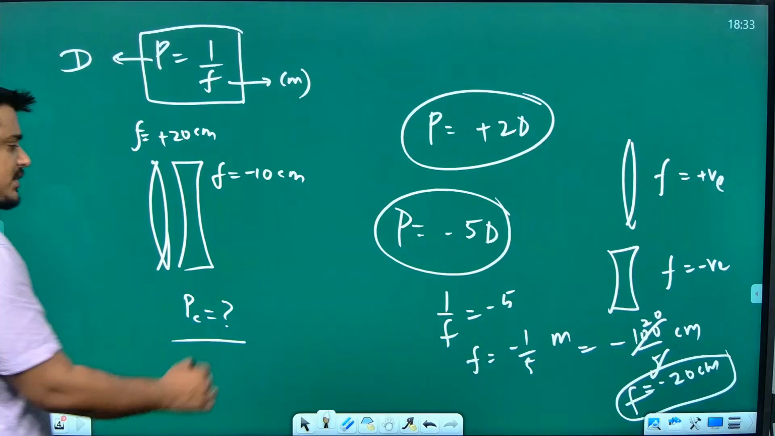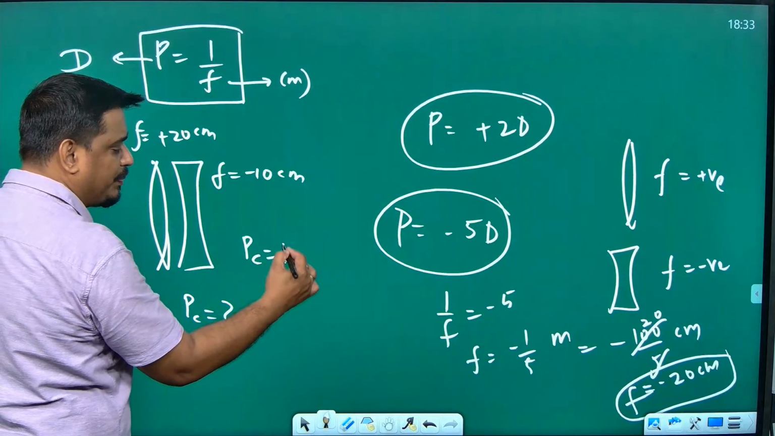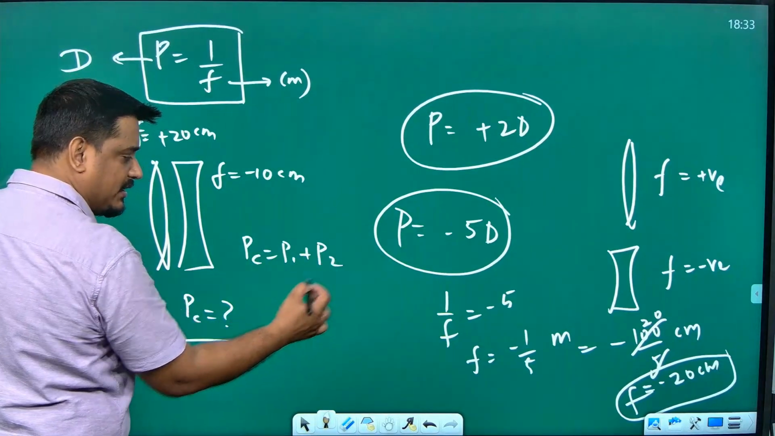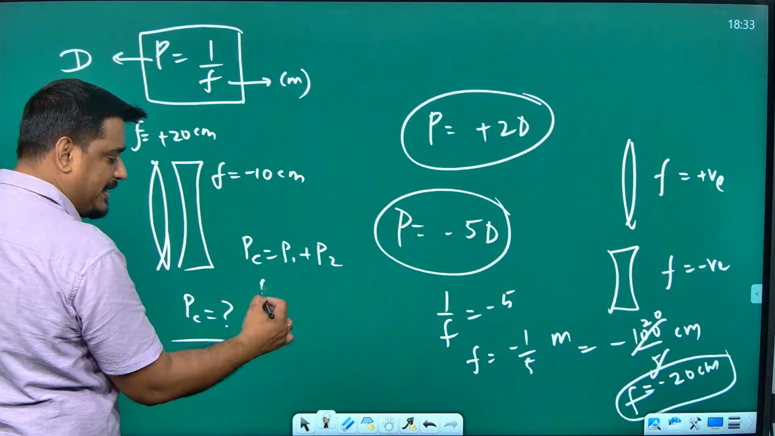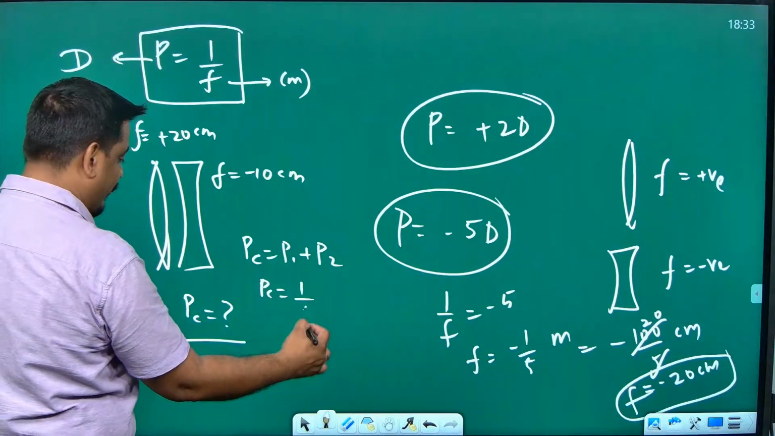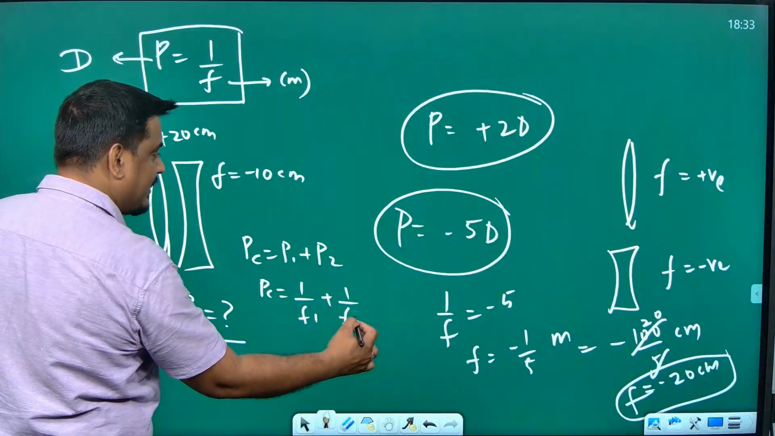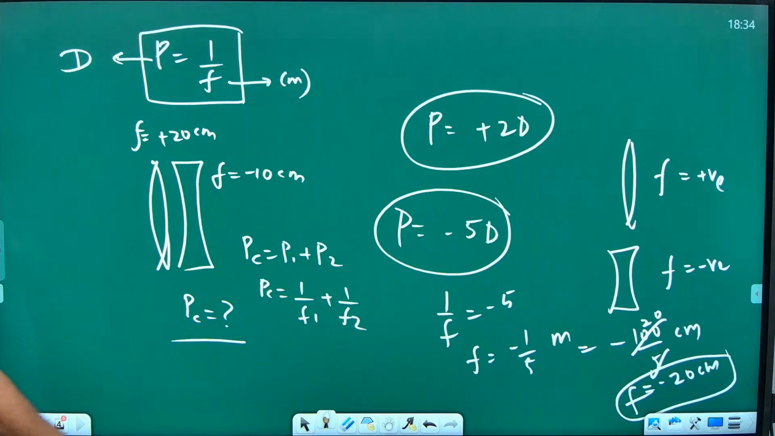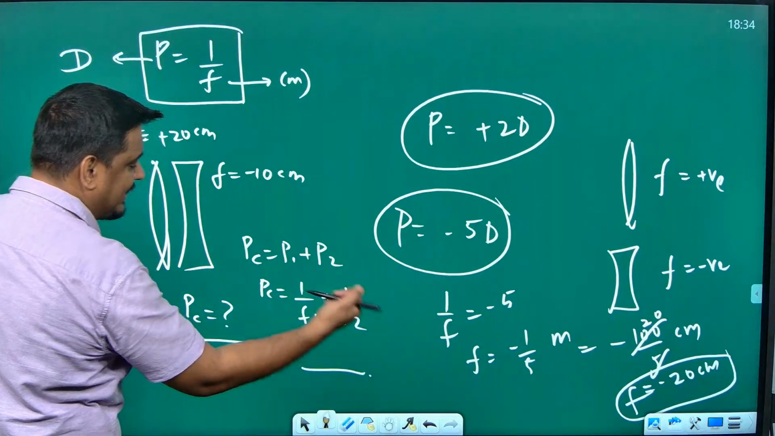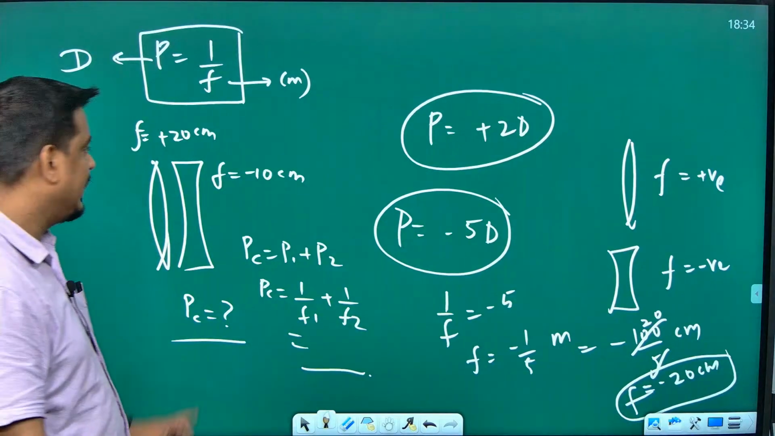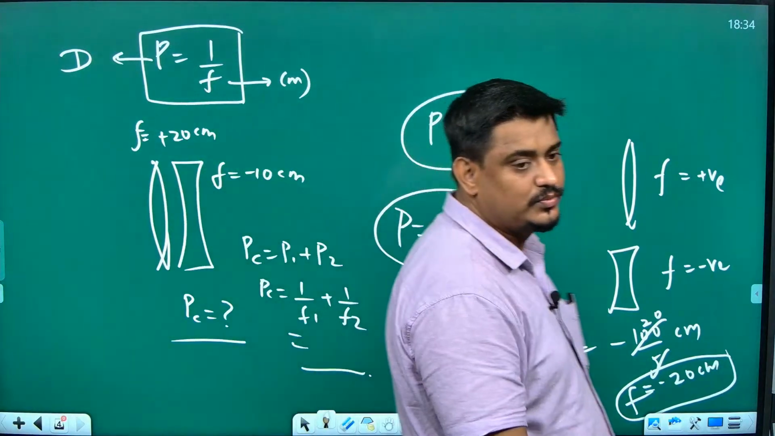How will you solve this question? Power of combination is equal to P1 plus P2. Am I right? So PC will become equal to 1 by F1 plus 1 by F2. So when you solve this, you will get the answer of combination of power. F1 and F2 are known to you.